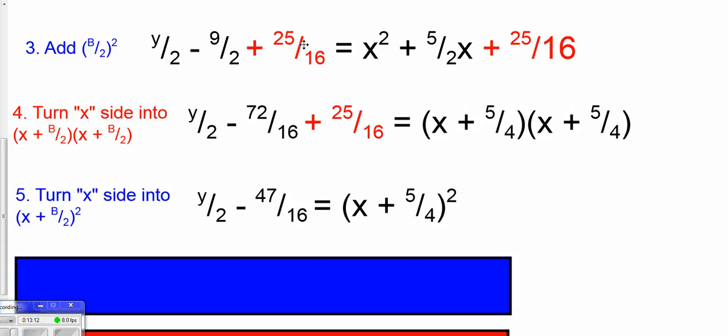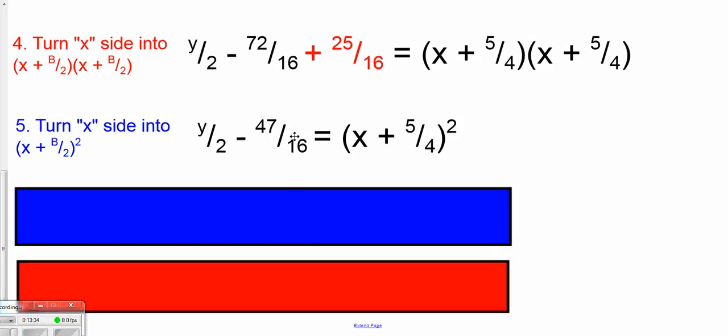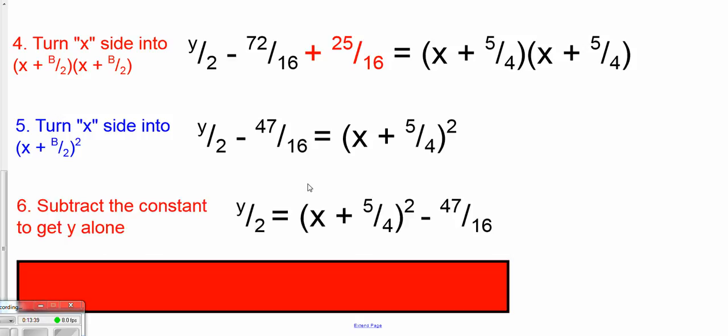Notice on the left side, I was also changing these pieces. So instead of 9/2, I just multiplied the top and bottom by 8 and called it 72/16. The reason I did that is because this one was in 16ths. Now I can combine them and call it -47/16. So I still need to get this constant back to this side. Add it back over. We have y/2 equals x plus 5/4 squared minus 47/16.